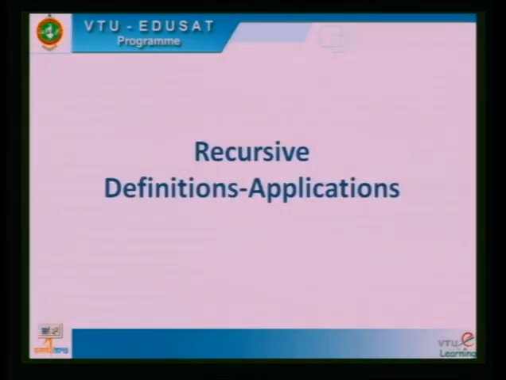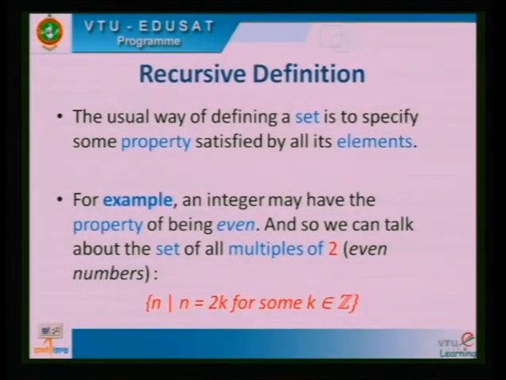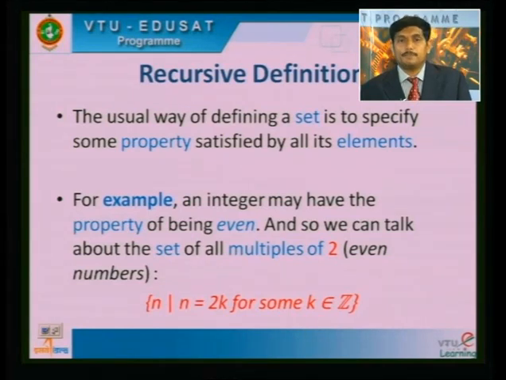Now, we will give you the recursive definitions and some applications related to set theory. The usual way of defining a set is to specify some property satisfied by all its elements. For example, an integer may have the property of being even, and so we can talk about the set of all multiples of 2, that is even numbers 2, 4, 6, etc., that can be represented in set theory notation as the set of all n such that n equals 2k for some k belonging to the integers.